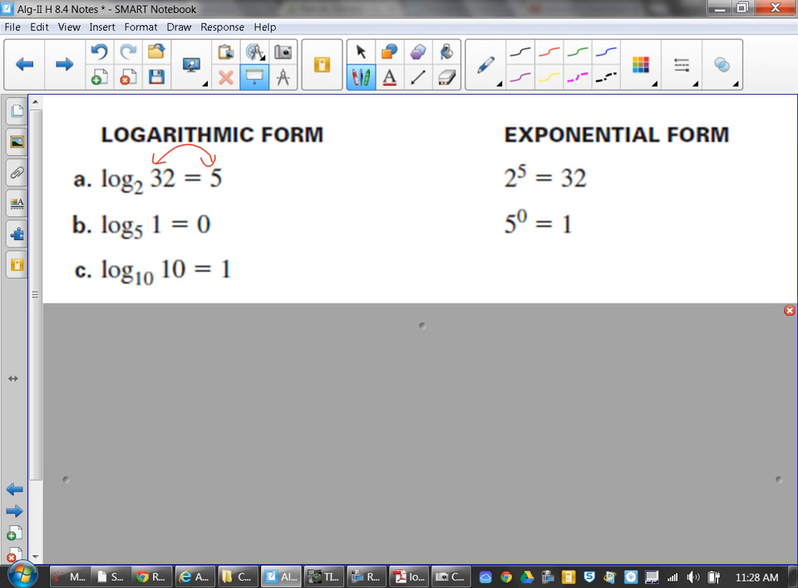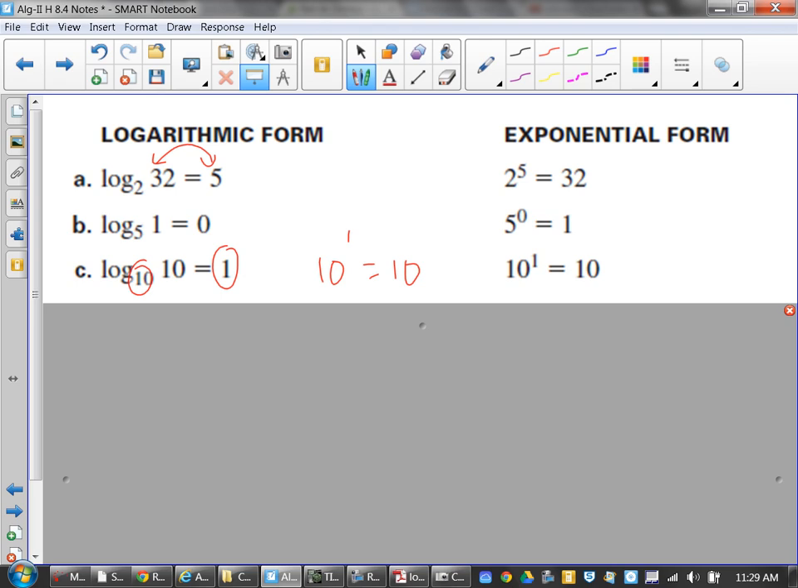Tell me: log base 10 of 10 is 1. 10 to the first is 10. Real quick, log base 10, where is this coming from? Remember, this is your base, this is your exponent, so 10 to the first is 10. 10 to what power is 10? 10 to the first power.